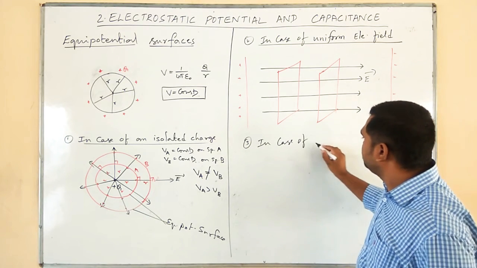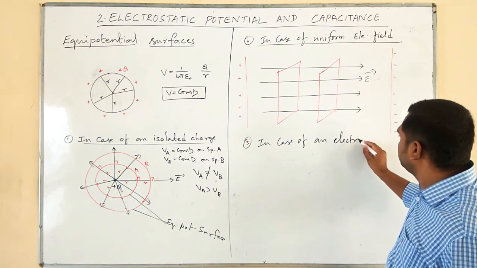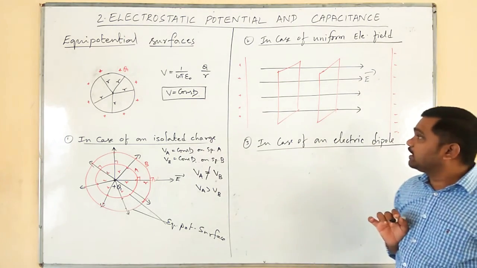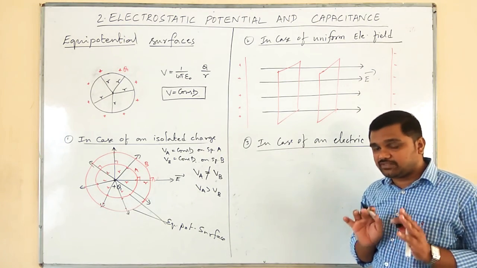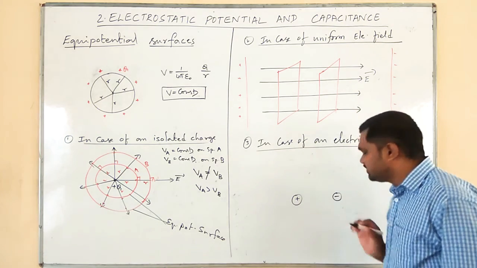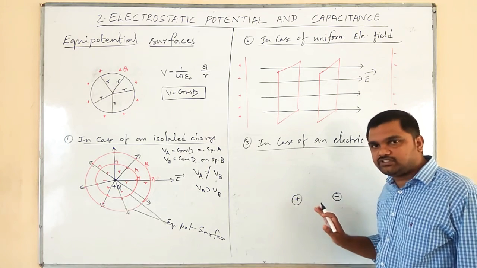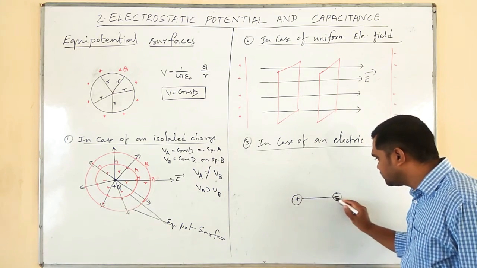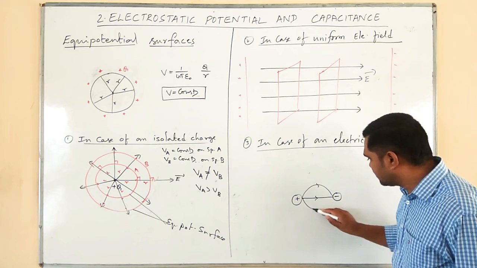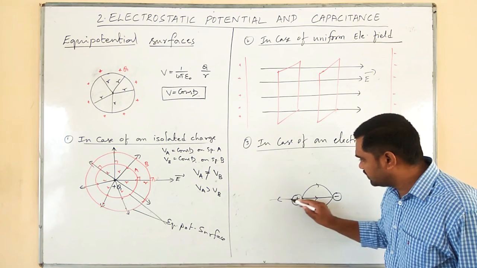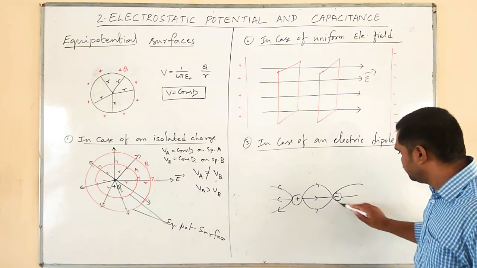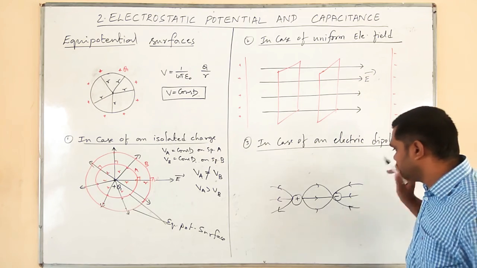In case of an electric dipole, how do the equipotential surfaces look? See, this is the positive charge, this is the negative charge. These two equal and opposite charges separated by a small distance are said to form an electric dipole. First, I will represent a few electric field lines. Afterwards, I will tell you how to draw the equipotential surfaces. Okay, fine.